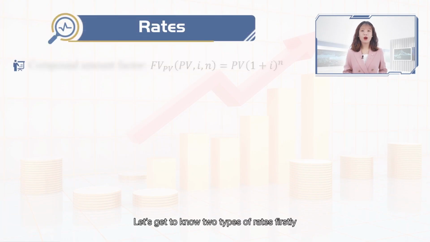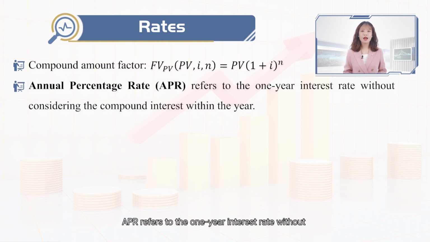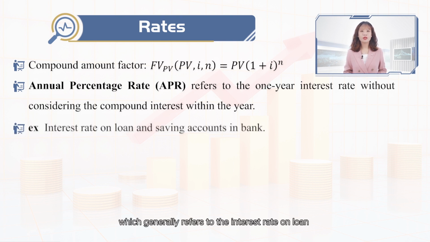Let's get to know two types of rates first. The first one is the annual percentage rate, or APR for short. APR refers to the one-year interest rate without considering the compound interest within the year, which generally refers to the interest rate on loan and saving accounts in banks or the interest rate indicated on bonds.